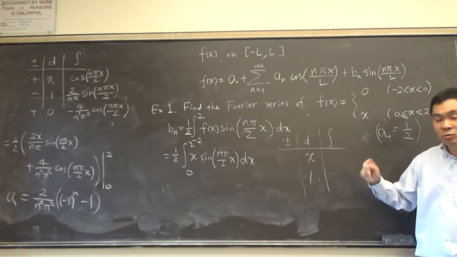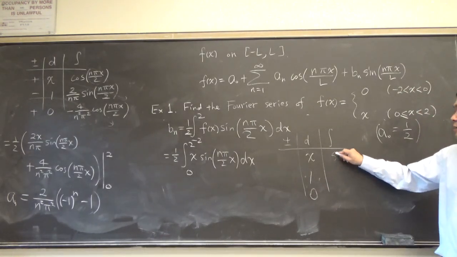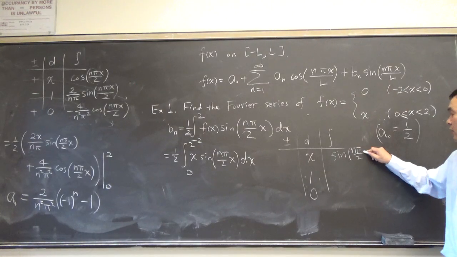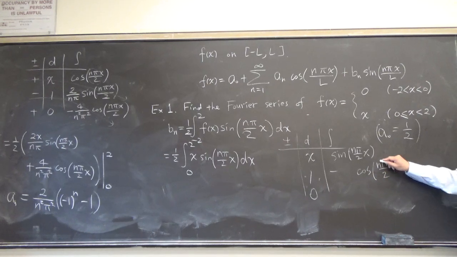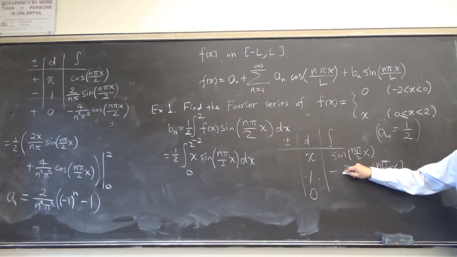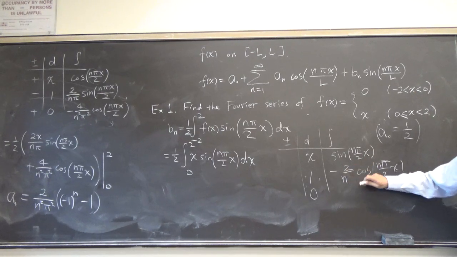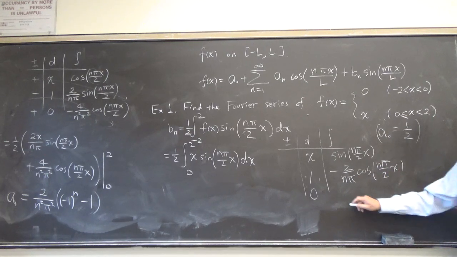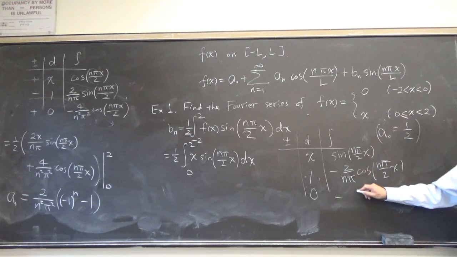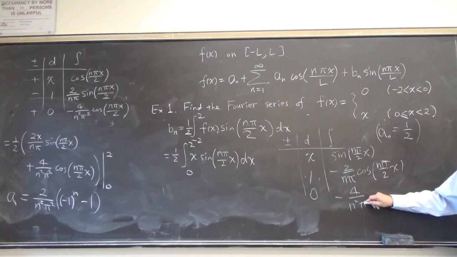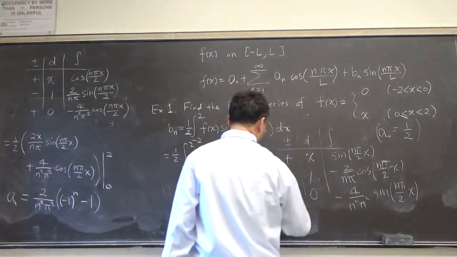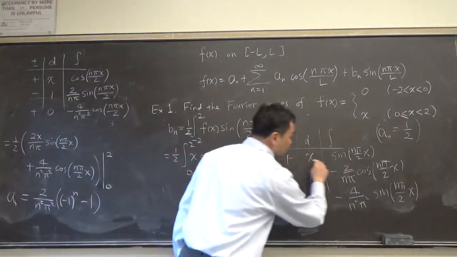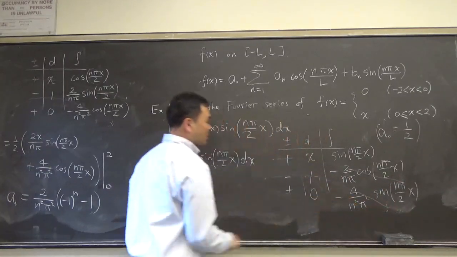x differentiates to 1, 1 differentiates to 0. Sine of n pi over 2 x integrates to negative cosine n pi over 2 x. And then the reciprocal of n pi over 2 comes up front, 2 over n pi. Then you integrate again, that's negative, another 2 over n pi multiplies, so it's 4 over n squared pi squared sine n pi over 2 x. Plus, minus, plus. So reading from there, the result is across and goes down.